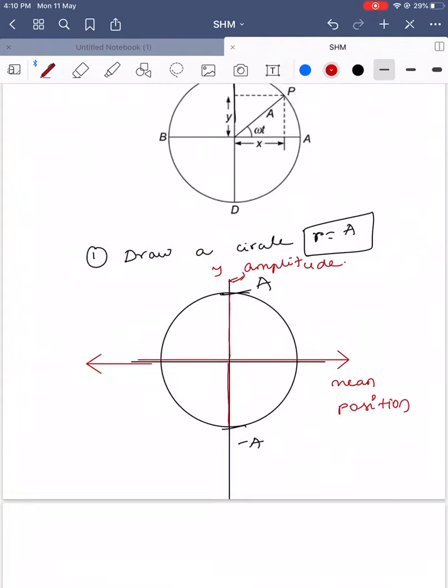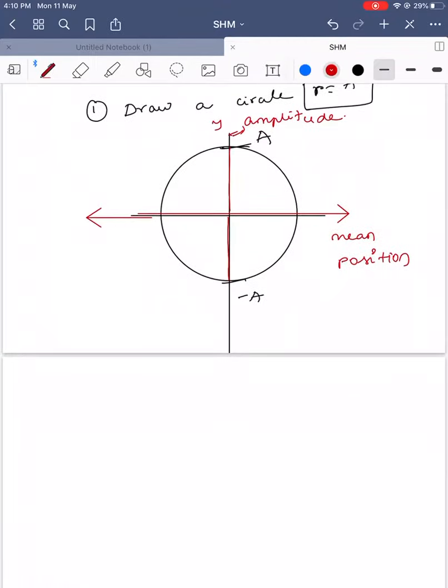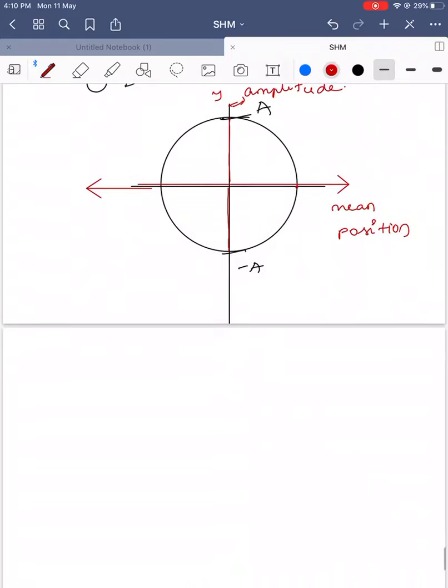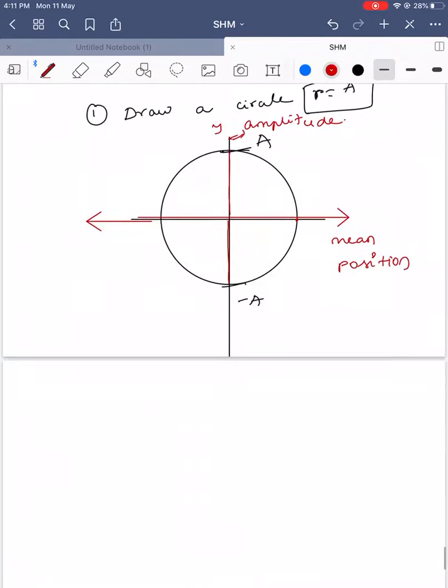Let's go to the drawing steps involved. We should move along the anti-clockwise direction from the mean position.